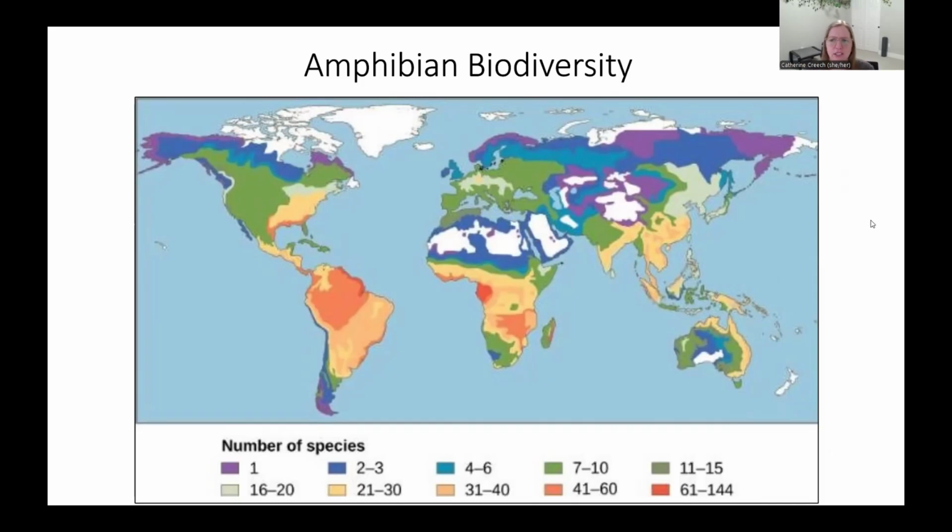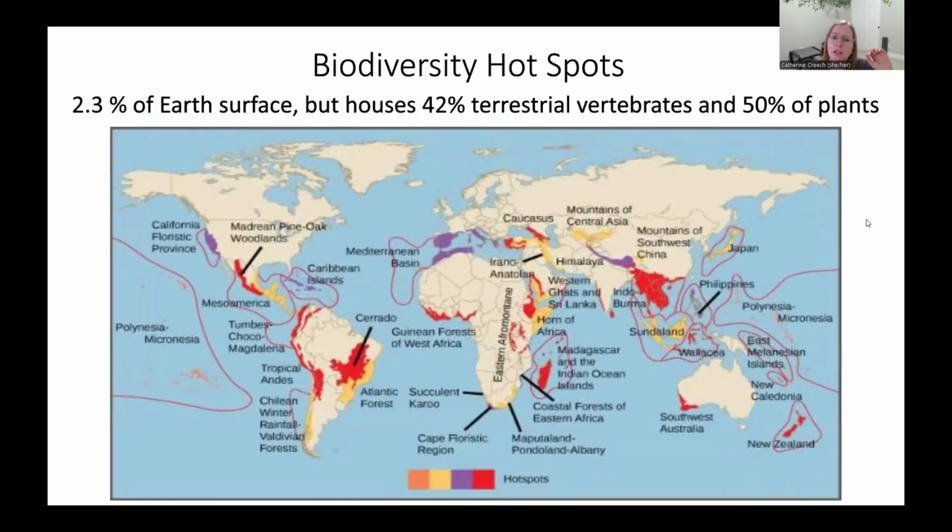If we look at biodiversity in general, we find a similar trend. Biodiversity does not exist equally distributed across the globe. In fact, there's small locations that have a huge number of species. We call these biodiversity hotspots. We estimate that 2.3% of the Earth's surface has 42% of terrestrial vertebrates and 50% of plants. All of that in 2.3% of the Earth's surface.